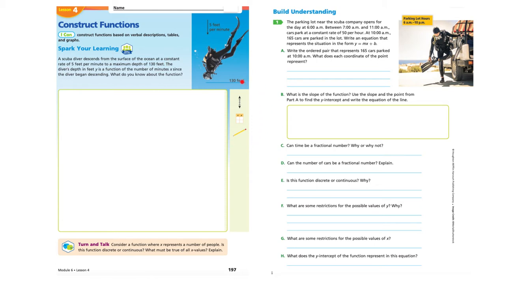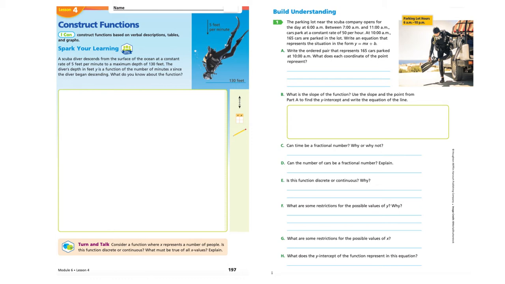So they give you some information, maybe draw a table, you think about a number line. There's a lot that you can do, just make any and all observations that you can about what's happening there. You can do this turn and talk. Consider a function where x represents the number of people. Is this function discrete or continuous? What must be true of all x values? So that's a good question to think about as well. So pause there, work on that a little bit, and then we can go on to the build understanding.